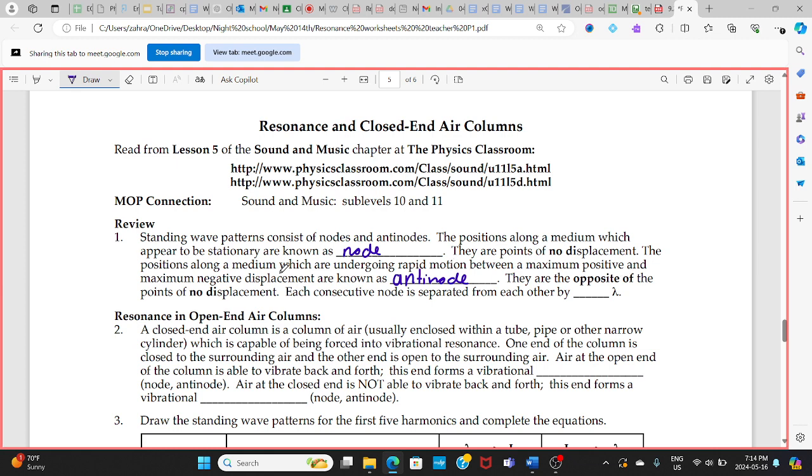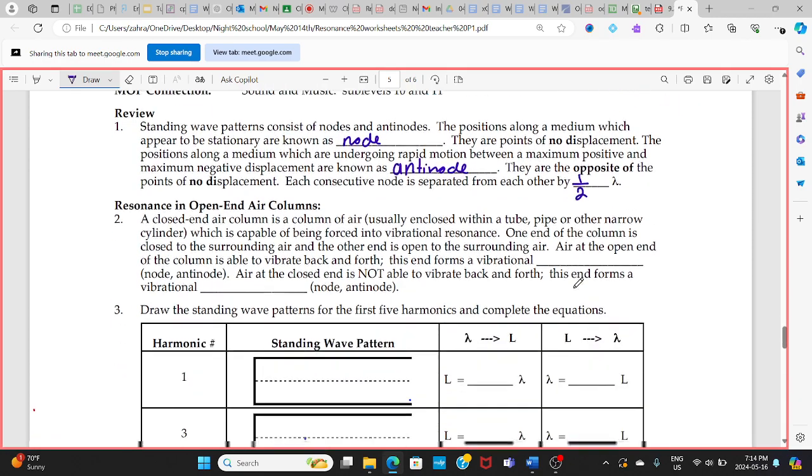They are the opposite of the point of the node. Each consecutive node separated by what? Again, two consecutive nodes. This is a node and this is another node. They are separated by half of the lambda. I did explain that before.